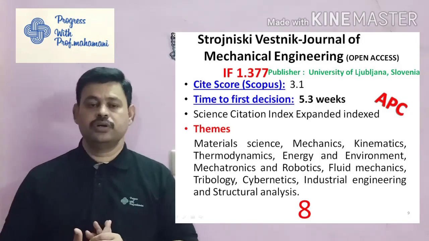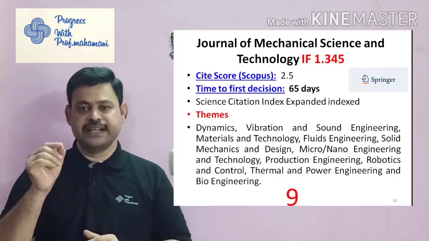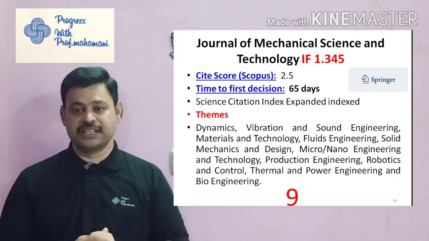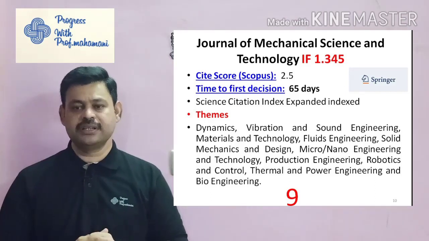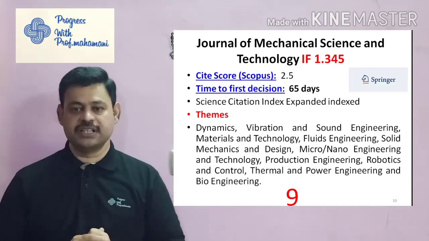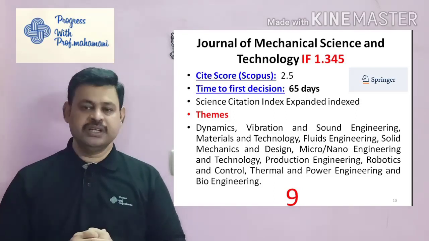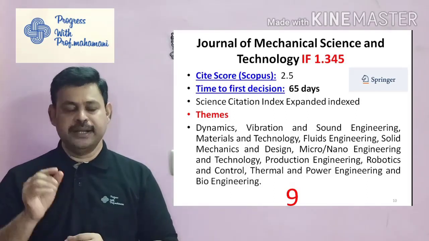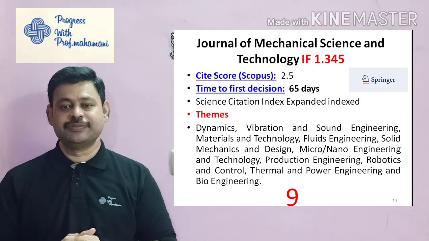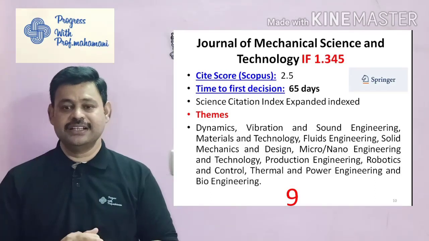So let us go to the ninth journal. Journal name is Journal of Mechanical Science and Technology. This is a Springer publication. Impact factor for this journal is 1.3. CiteScore is 2.5. This is a Scopus index journal. Time to first edition for this journal is 65 days. This is a SCIE index journal.